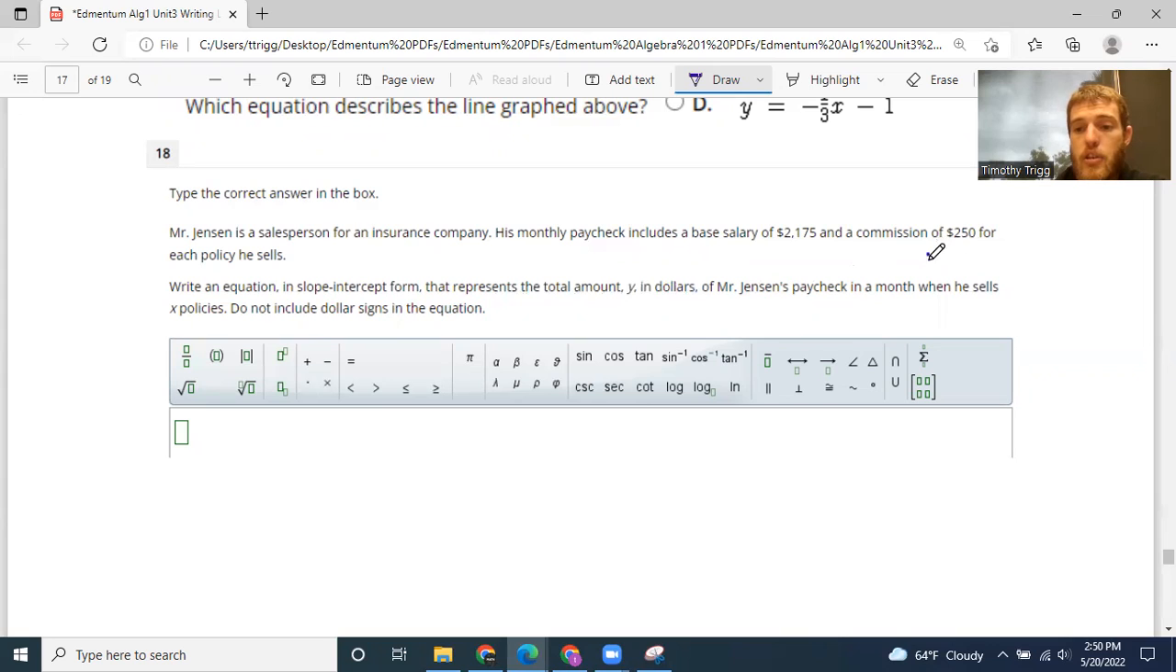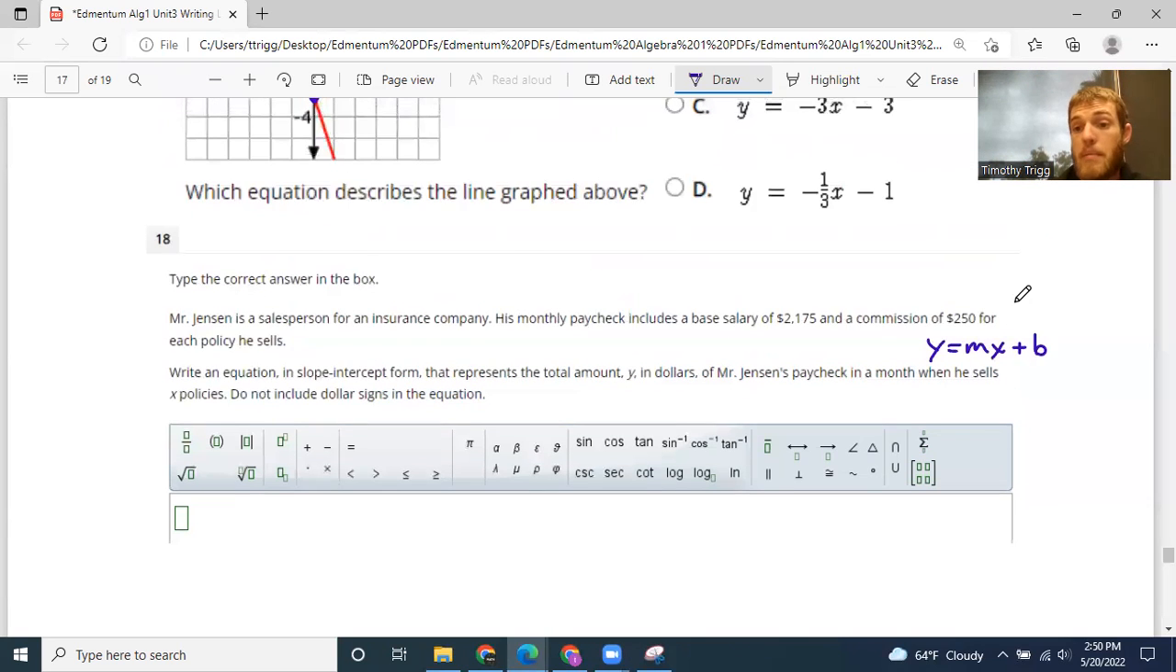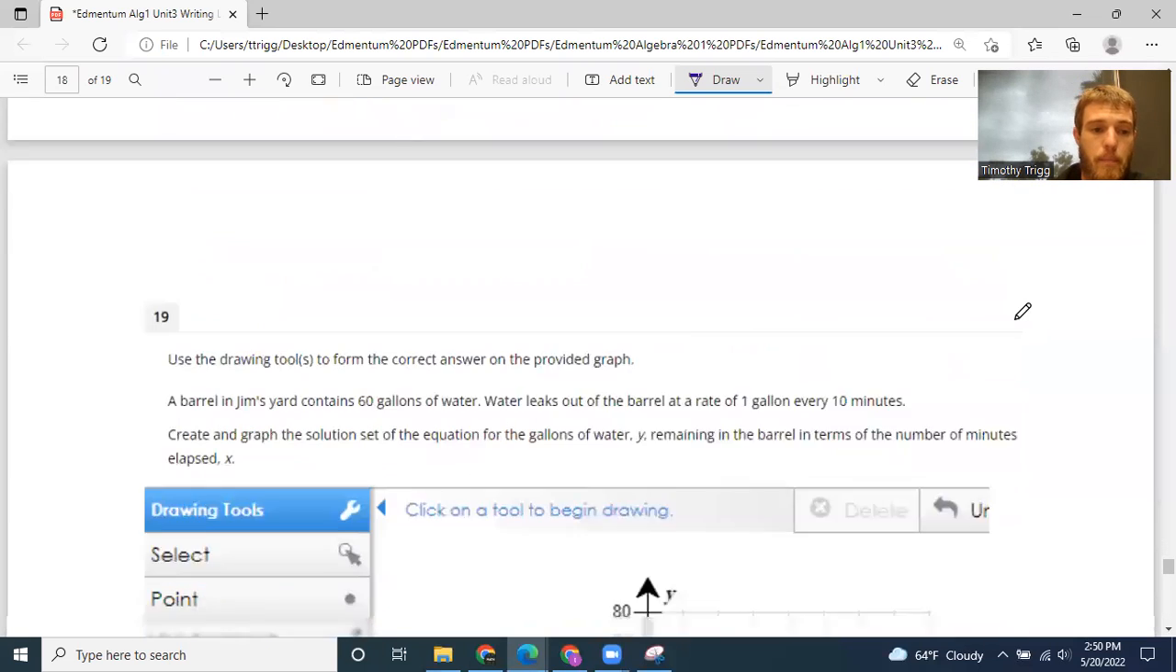So in this case, you're going to be writing your equation in y equals mx plus b form, so slope-intercept form. Your slope in this case is the amount he earns per sale, so his commission. So this is your m, and this is your b. The starting amount, this constant, doesn't change, so that'll be your y-intercept.